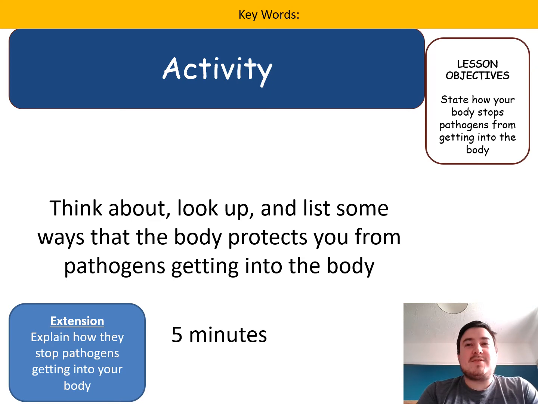Fantastic. So the next thing you need to do is have a go at this question you can see up here. Think about, look up and list some ways that the body protects you from pathogens getting into the body. So how can your body stop those things entering it? Think about the coronavirus, all the things you heard about it. How is your body preventing that getting inside? Because there are things you are doing that are protecting you. Write down a list of anything you can find.